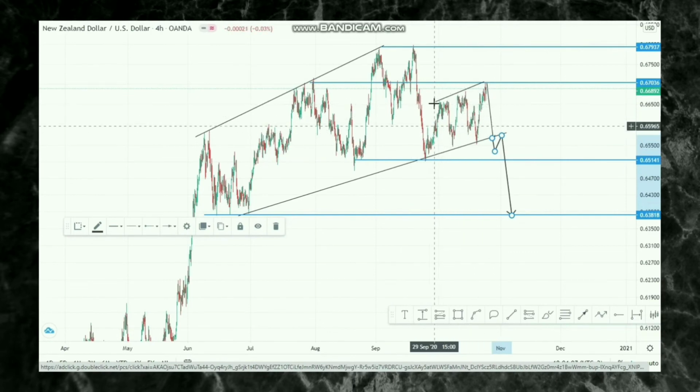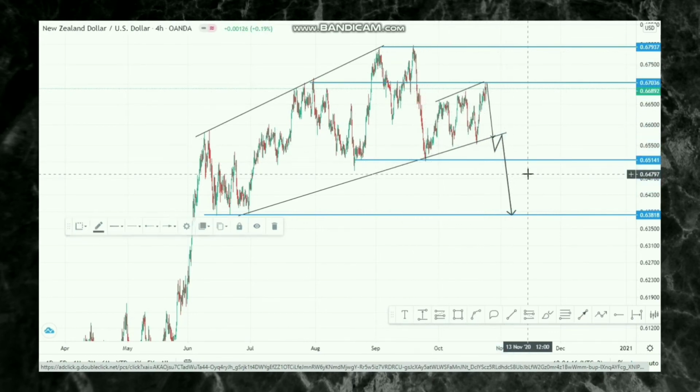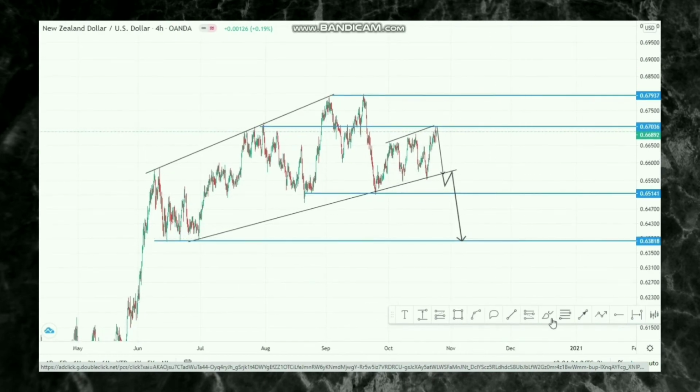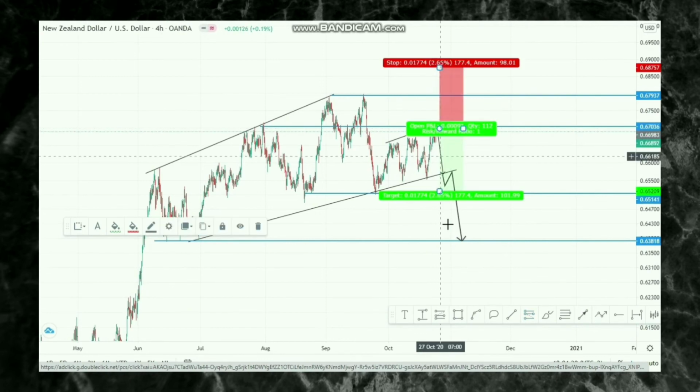So this channel up here is representing a trend reversal pattern, which happened after an impulse move to the downside, which can mean that we have more sellers, more selling pressure, which can push the chart to the downside. So this is our pair NZDUSD. We're looking for selling opportunities at this level to the downside.